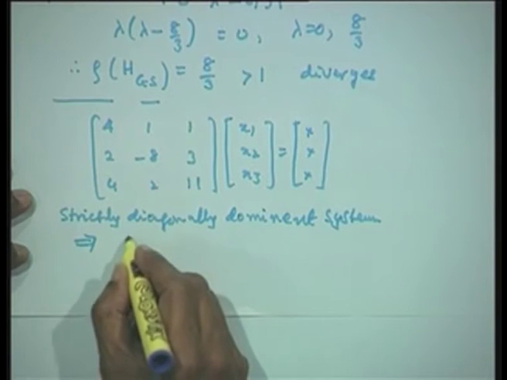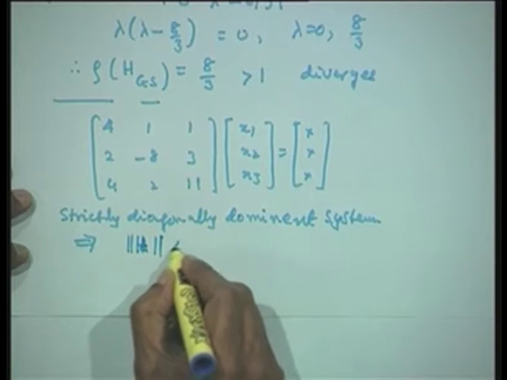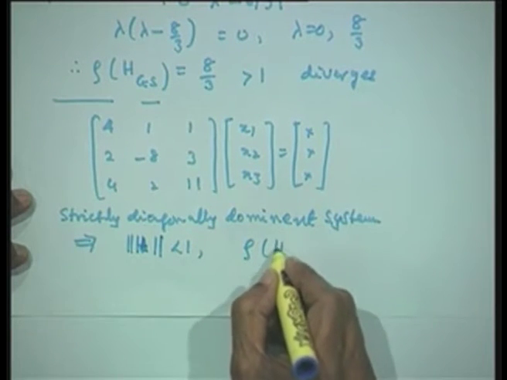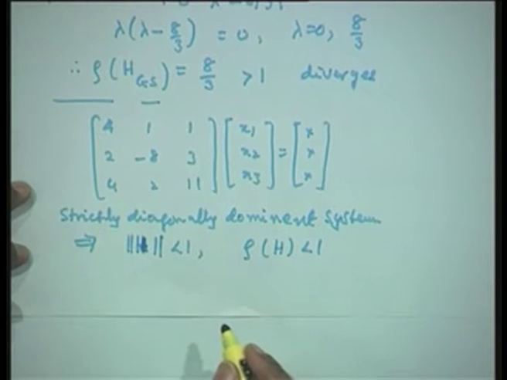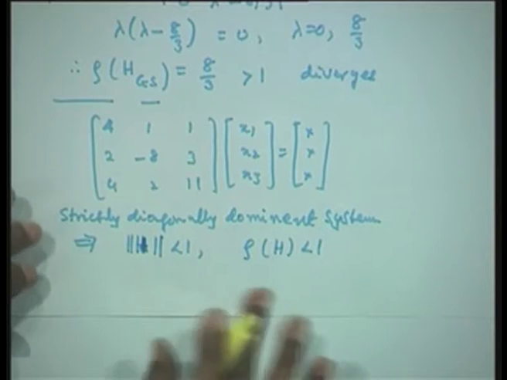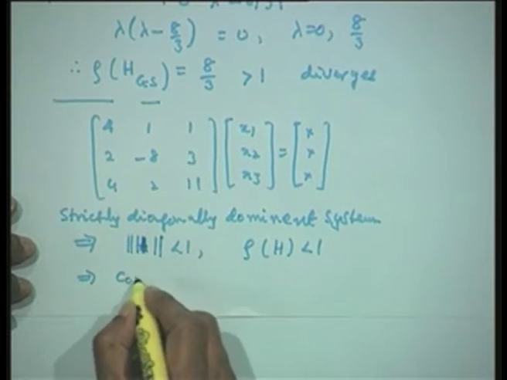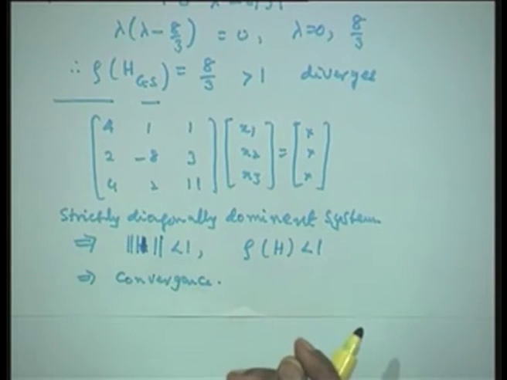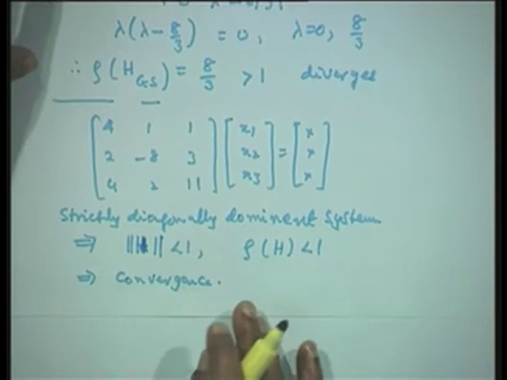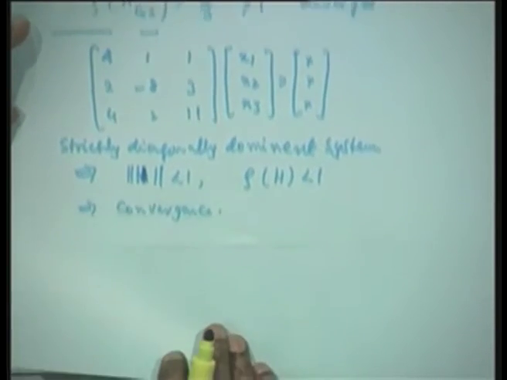This would imply that the norm of H is going to be less than 1, and the spectral radius of H is going to be strictly less than 1. Therefore, the convergence is guaranteed in this particular case. This always implies convergence. The only thing you would like to know is the rate of convergence, otherwise we are guaranteed convergence in a diagonally dominant system. Now, let us come to SOR.